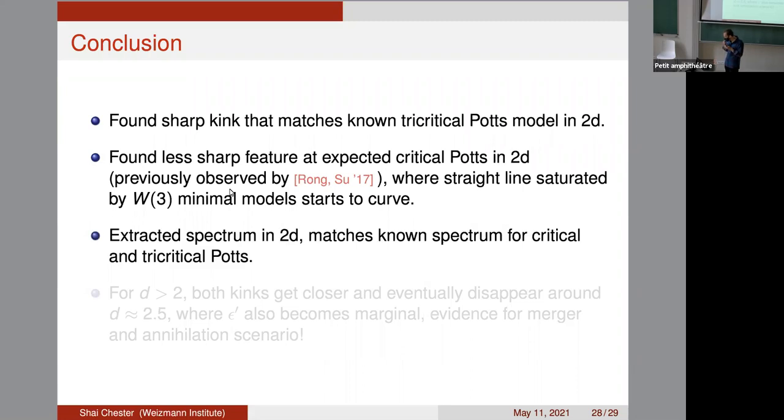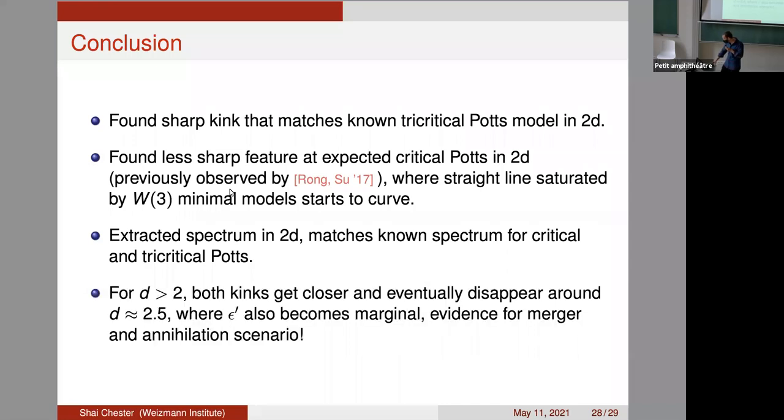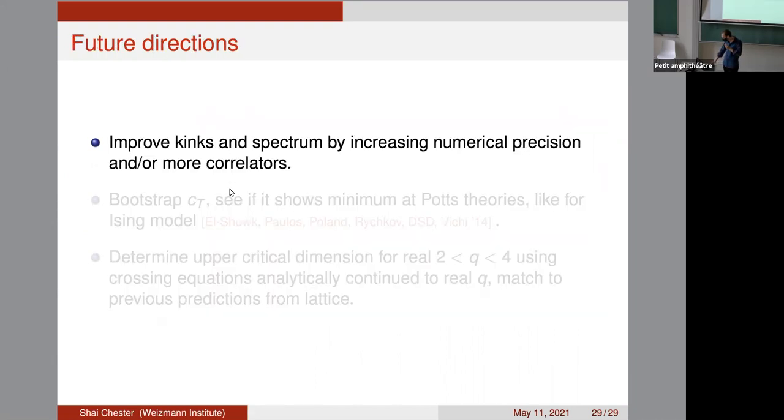We then extracted the spectrum in 2 dimensions and we saw that the spectrum matched the known exact spectrum for the critical and tricritical theories, certainly for the lowest operators in each sector. And for the second lowest operators, I think we need a bit more convergence in order to get a nice match. We then looked above 2D and we saw that the kinks got closer and closer until they eventually disappeared at around D equals 2.5, at which point we also had some evidence that epsilon prime is becoming marginal. So this is evidence for the merger and annihilation scenario. Of course, we need way more precision and we need to look at way more data points, because this is just a work in progress. But I hope that from what I've shown you so far, it's quite reasonable that this is what we're going to see, because we already see the kinks getting closer and we already see the operator getting closer and closer to marginality.